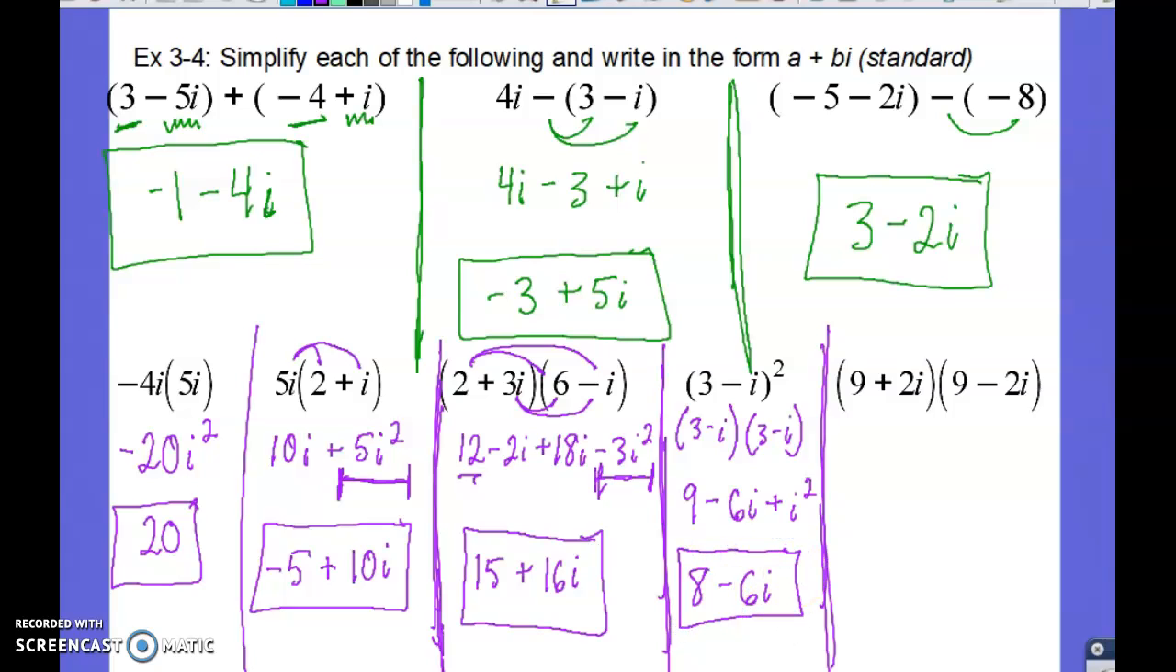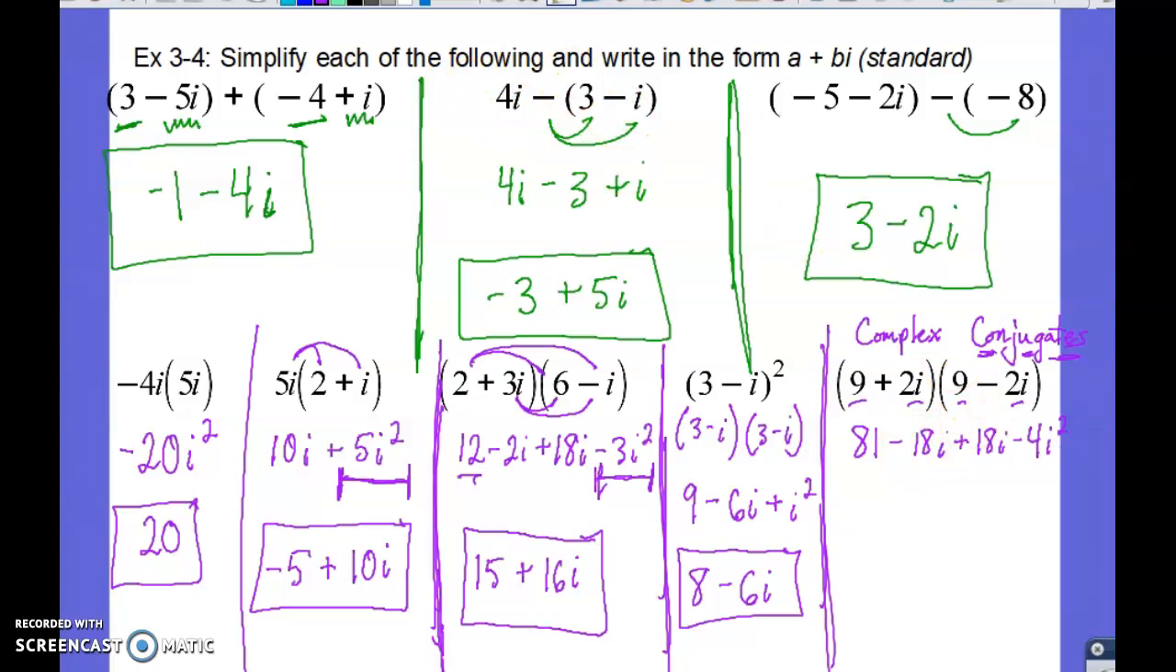I'm really hoping that you guys remember doing this from before, from Algebra 2. Notice these are, as I introduced to you in an earlier unit, complex conjugates. Notice that the real parts are the same, and then the imaginary parts are the opposite. That's that word I introduced you to before. These are called complex conjugates. So 9 times 9 is 81. The outside term is negative 18i. The inside term is plus 18i. And 2 times negative 2 is negative 4i squared.